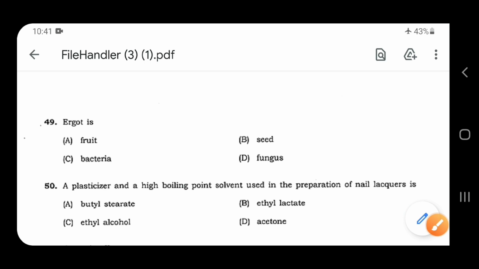This is all about today's question answer session. The next day we will discuss another 50 questions of the same year, that is GPAT 2018.